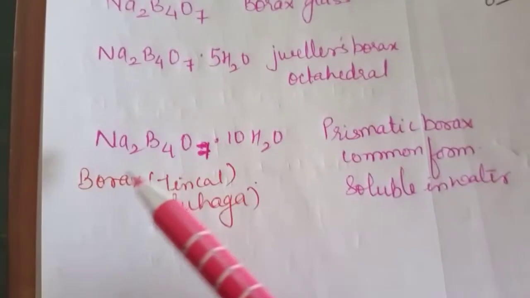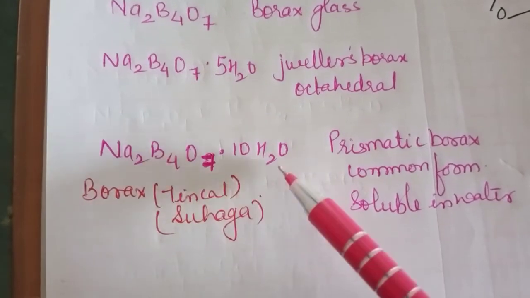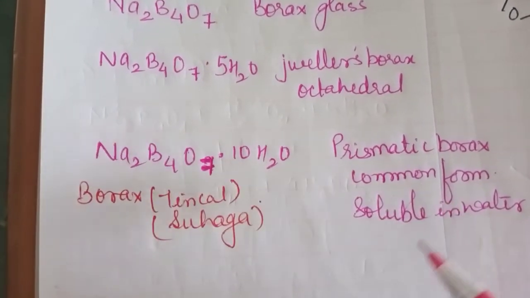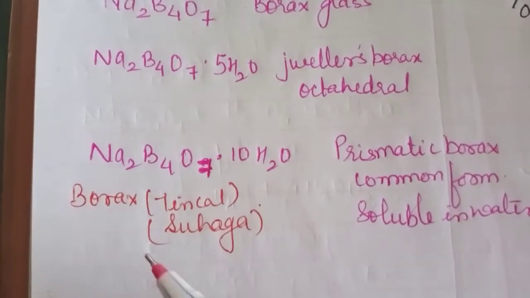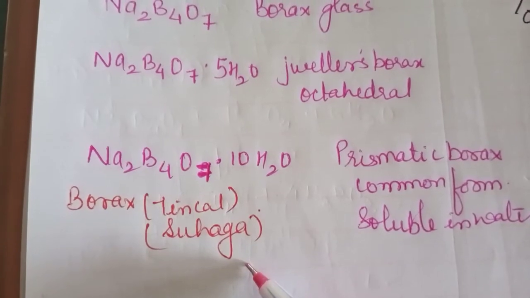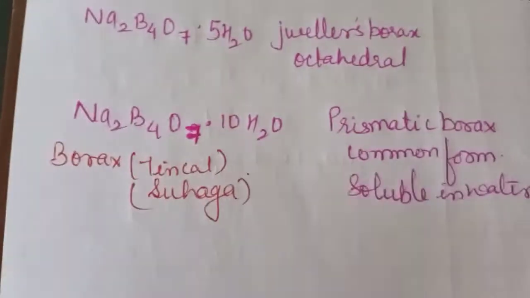Then Na2B4O7.10H2O is prismatic borax, which is a common form, and it is also soluble in water. This borax is also called Tinkal or Suhaga. Now let us see the structure of the borax ion.